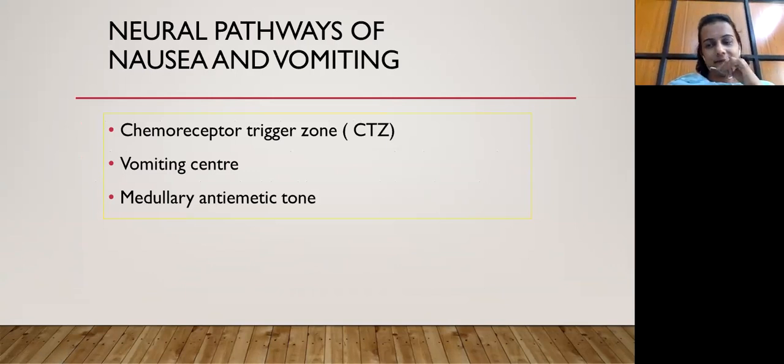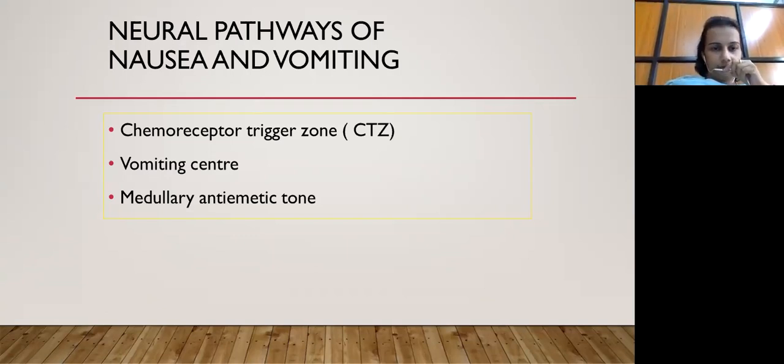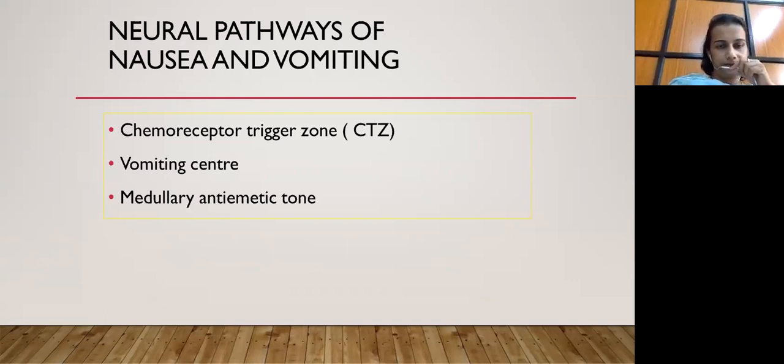So what's the mechanism involved? What's the neural pathway involved? Basically, the whole pathophysiology involves three regions of the brain. We've got the CTZ, the chemoreceptor trigger zone, we've got the vomiting center, and we've got the nerves from the medullary antiemetic tone. Next slide, please.